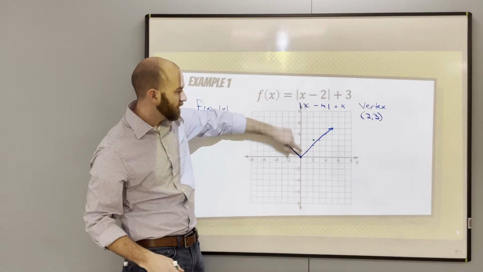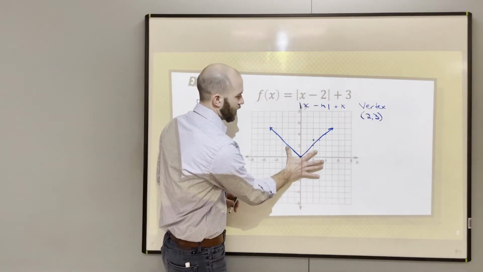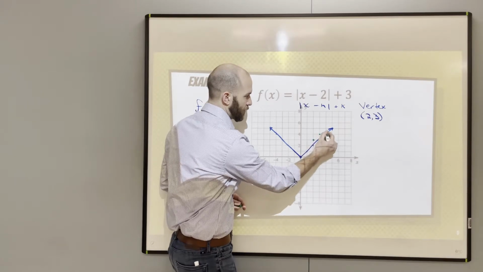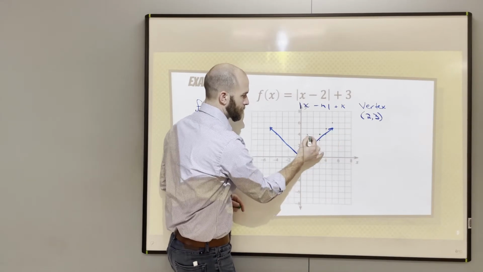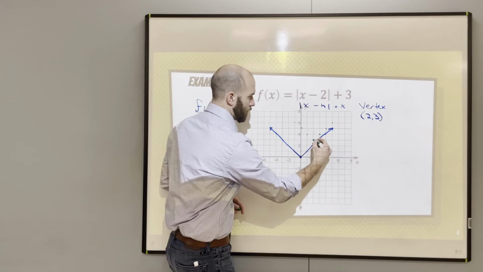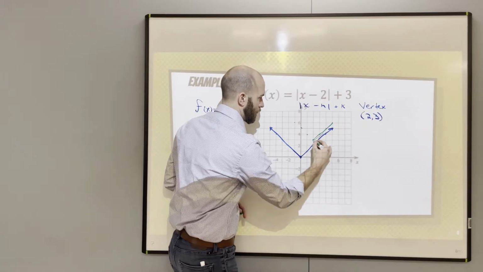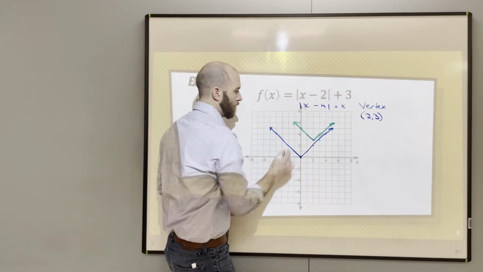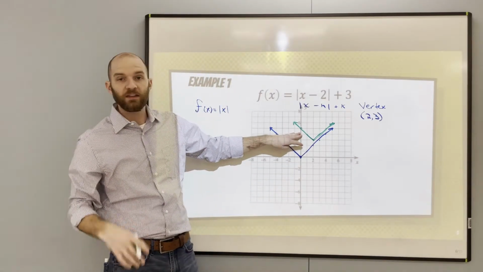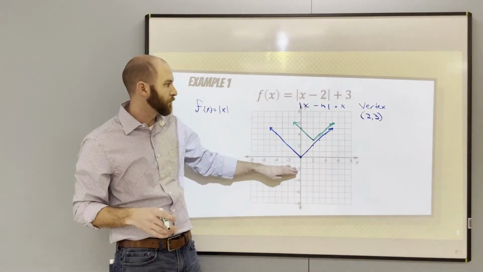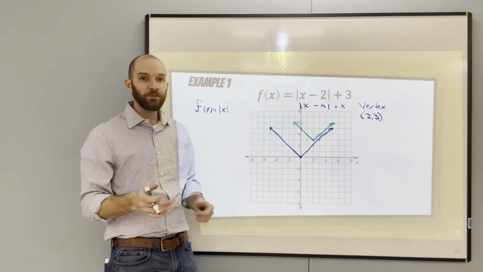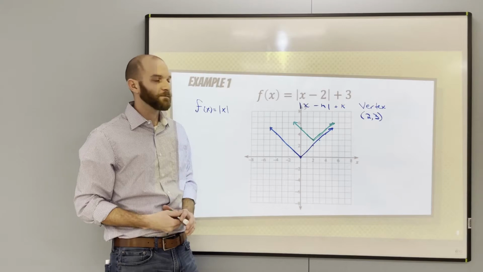Now from this point, this graph is just going to shift up and to the right. So from here we can just draw this absolute value graph. And we can see that this is the exact same looking graph, it's just been moved to the right 2 and up 3. Take a minute and copy this down on your note-taking guide.